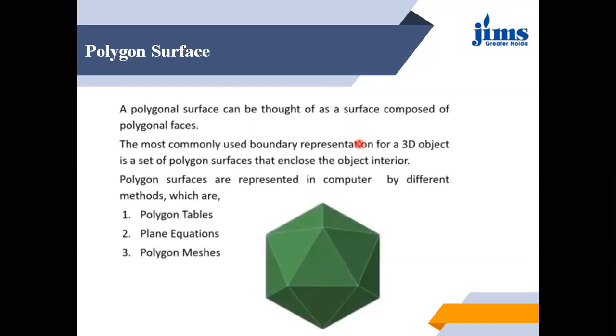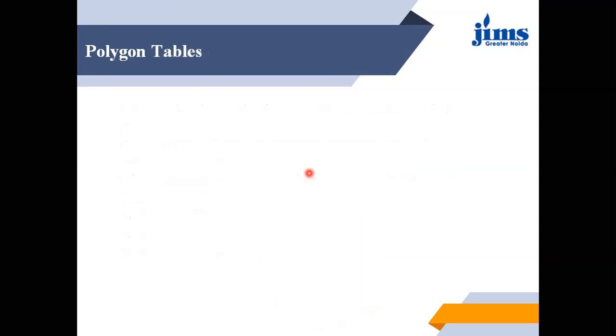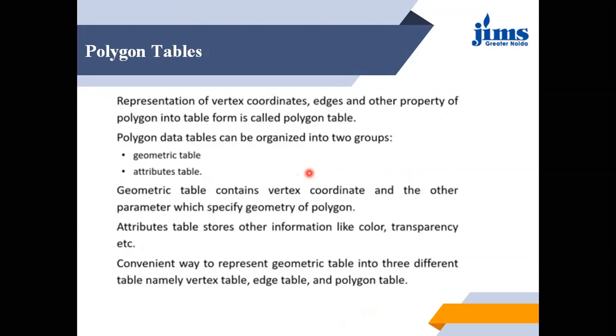So polygon surfaces are represented in computers by different methods, as I told you. Number one, polygon tables, then plane equations, then polygon meshes. Here we will discuss these three in detail, and we will see why one is preferred over another. So we will see the betterment of the different methods. First we will start with polygon tables.